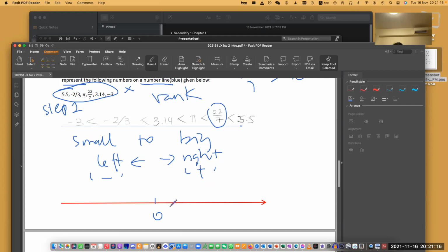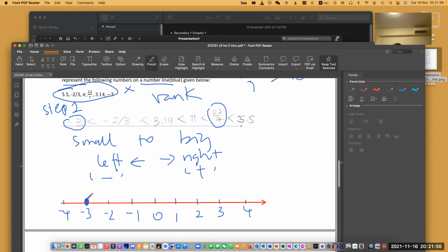You are going to have positive 1, 2, 3, 4, and of course it goes on and on, but I'm going to stop at 4. And for this side you have negative 1, negative 2, negative 3, negative 4, and it goes on and on all the way, negative 100, but I'm going to stop at negative 4. Now let's look at the question. You know that negative 3 is the smallest among all these numbers, so you need to locate negative 3. So negative 3 is here.